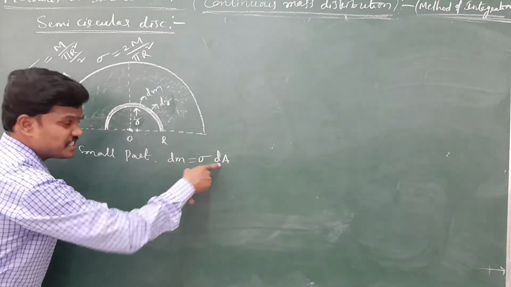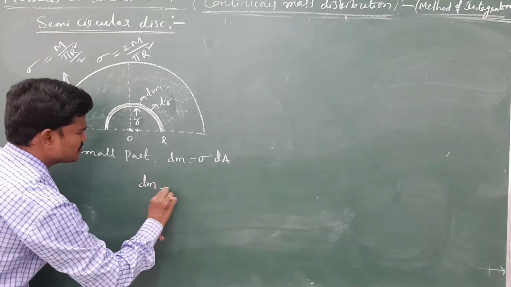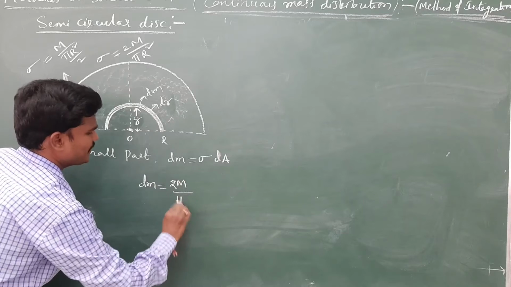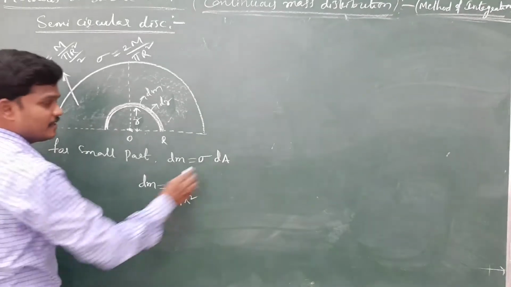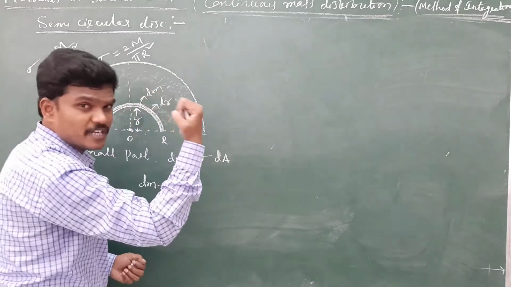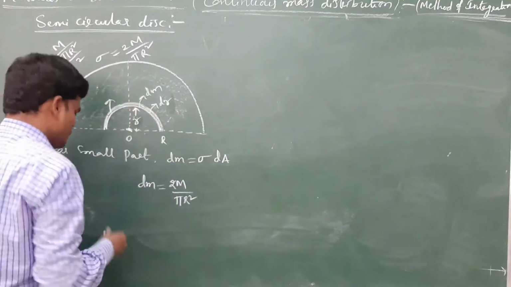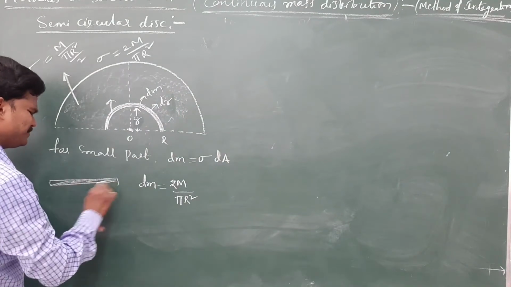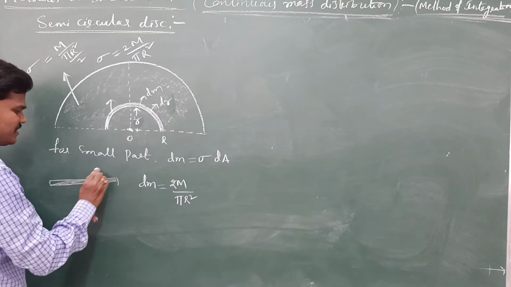So for the small area, dm is equal to sigma, that is 2m by pi r square, times the area of this part. Just take this part outside and place it on the surface, so the part looks like this. Just stretch it on its surface. The thickness of this one is dr.